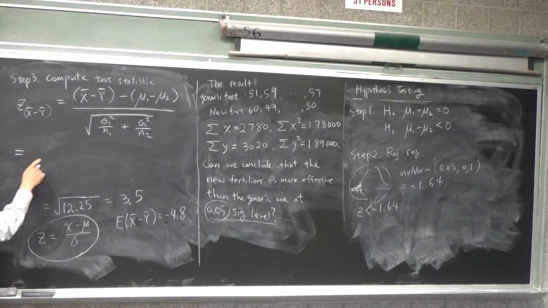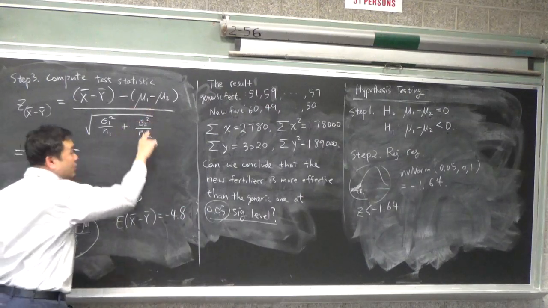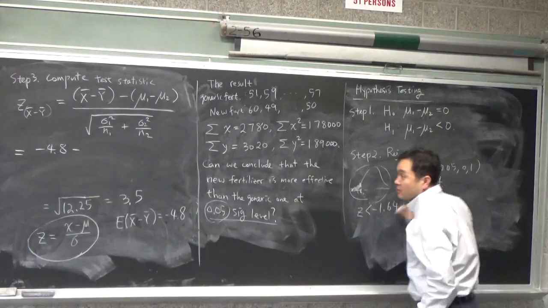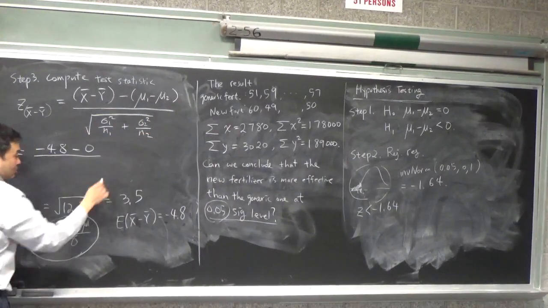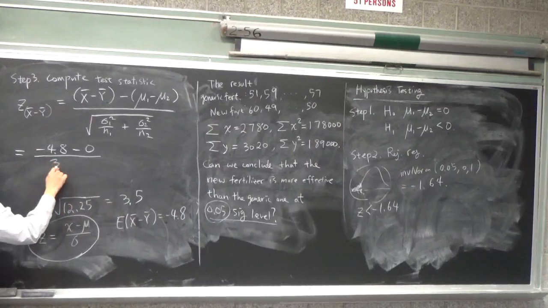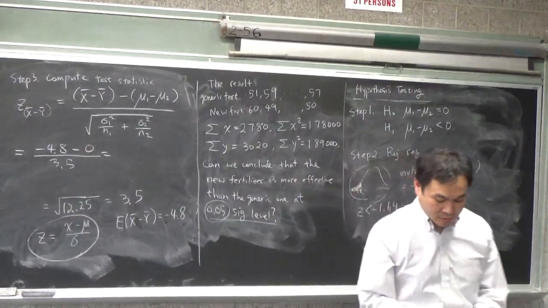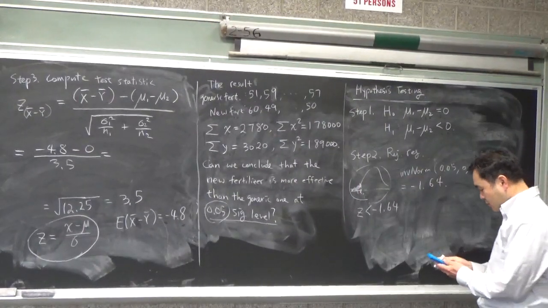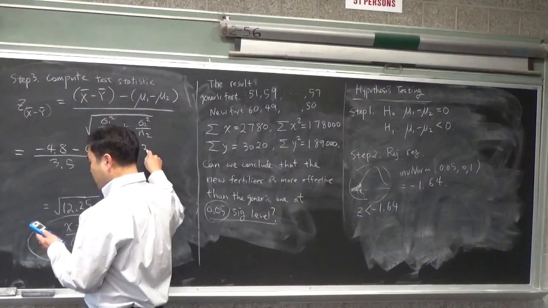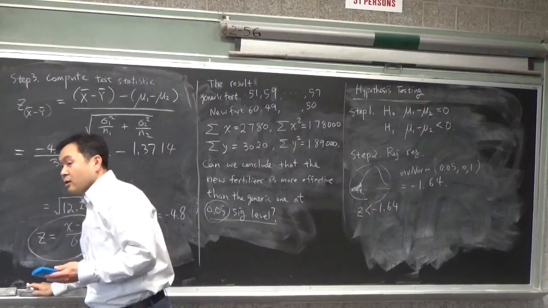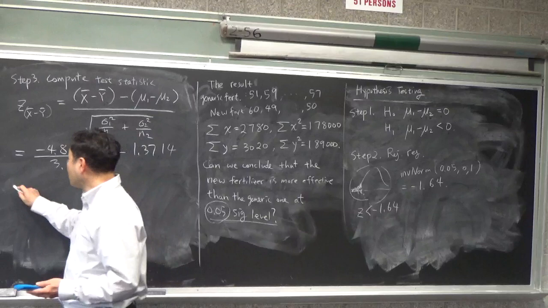So now let's actually do it. I know that this value is negative 4.8 minus this value, we assumed it to be 0, divided by, we already computed this was 3.5. Okay, so let's see what that value is. Negative 4.8 divided by 3.5, you get negative 1.3714. Okay. And then step 4, you have to draw a conclusion.